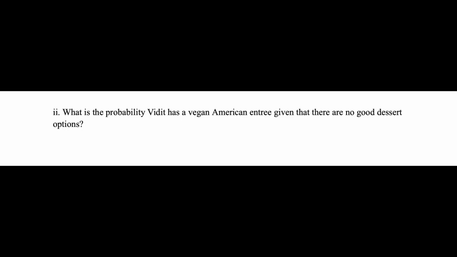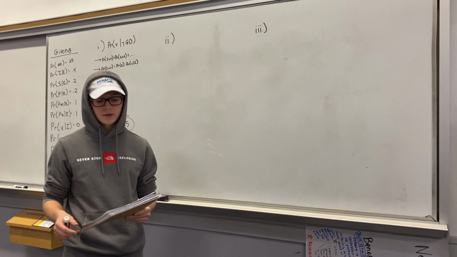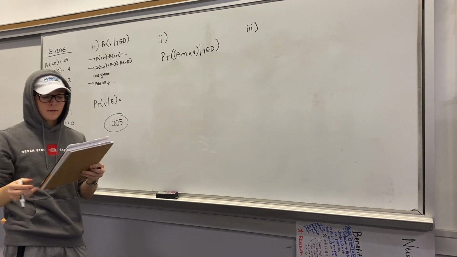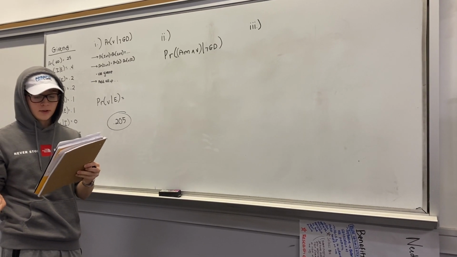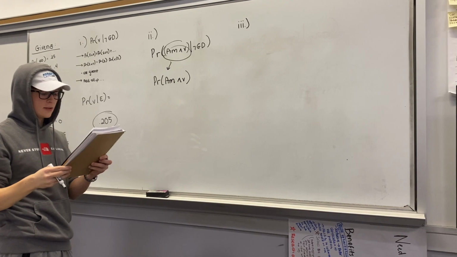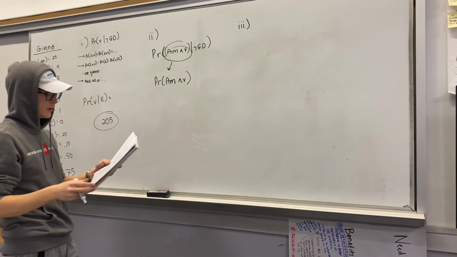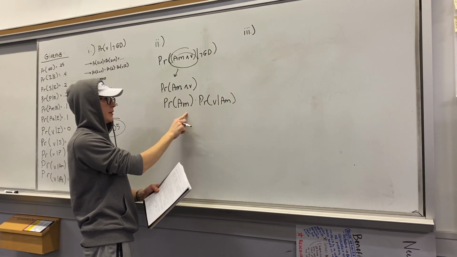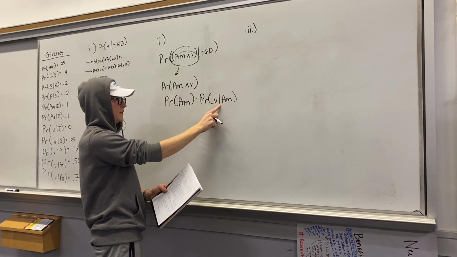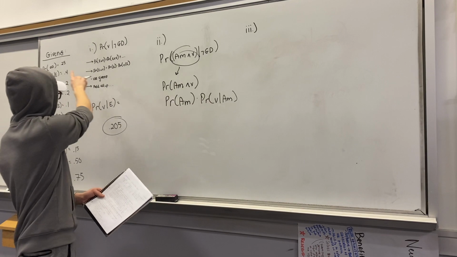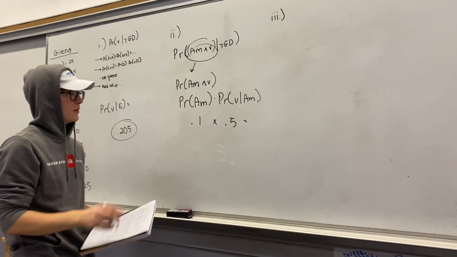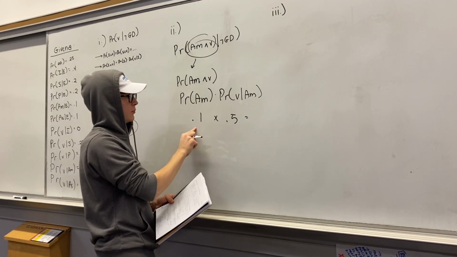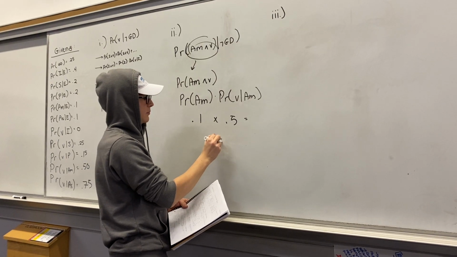The second part of our problem asks what's the probability that Vidit has a vegan and American entree given that there are no good dessert options. We're just going to start by rewriting the question. We know that Vidit's getting an entree since there are no good dessert options. Using the same methodology as in the first problem, this turns into the probability that it's American times the probability that it's vegan given American, which we already have in our givens. Plugging in, we get 0.1 times 0.5, which comes out to 0.05 as the final answer.